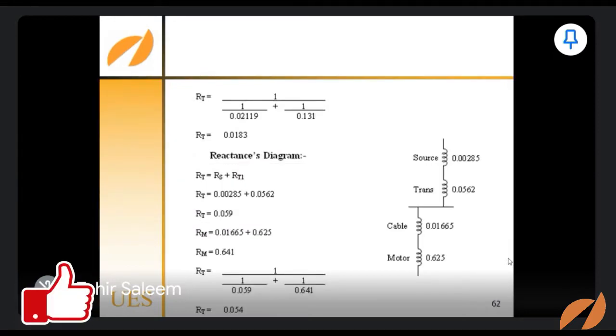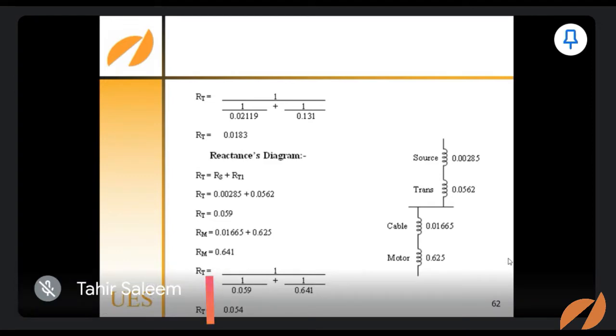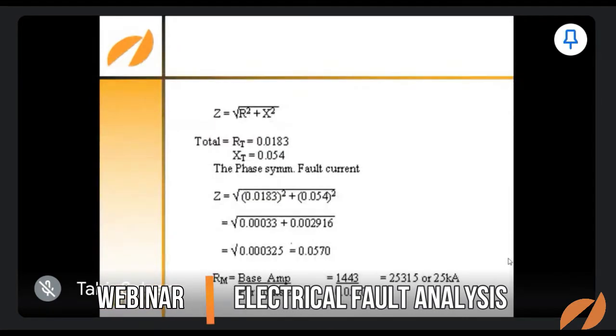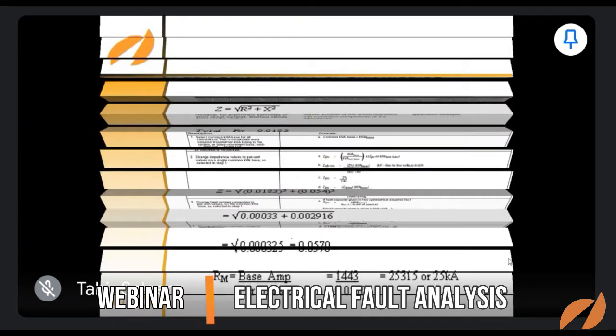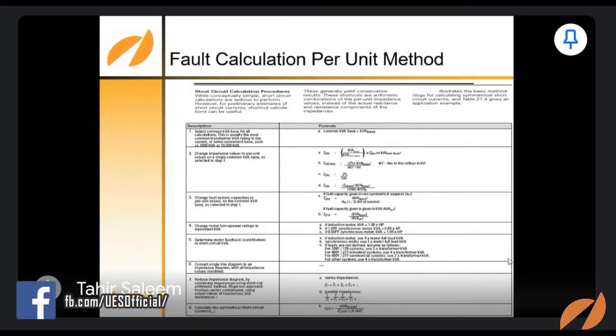Now this is the reactance diagram. The parallels are as per the series-parallel system. The reactance diagram and the resistance diagram we have calculated, and the total impedance Z is the square root of R squared plus X squared. So you have a Z value equal to 0.0570, and you can take the base ampere of a per unit Z as 25 kVA. Now, this is the easiest method in fault calculation, the per unit method. It is also an application of the same thing, nothing else, the same problem.